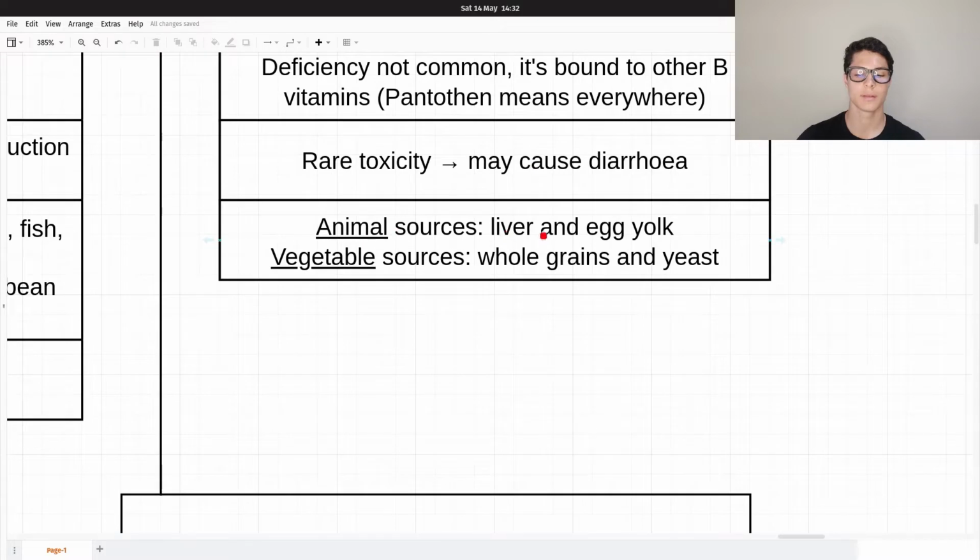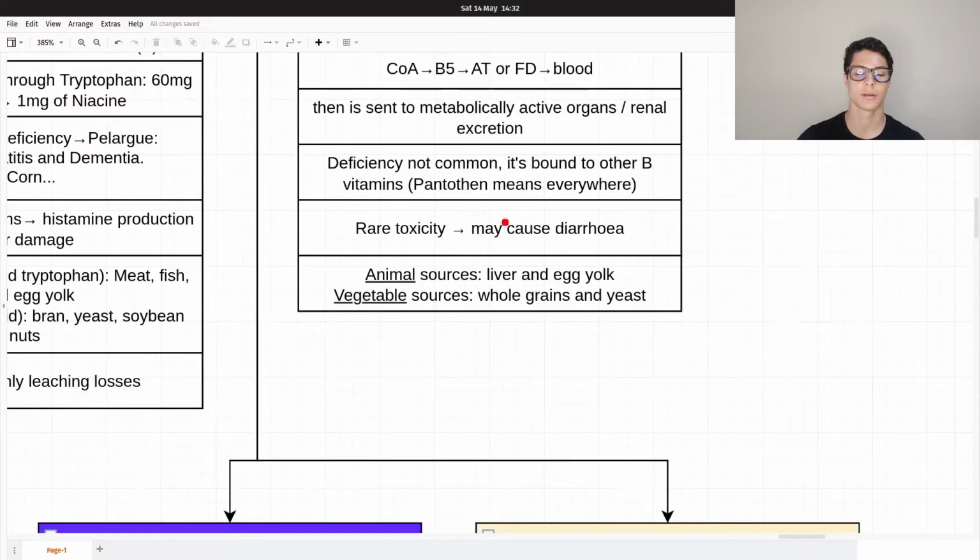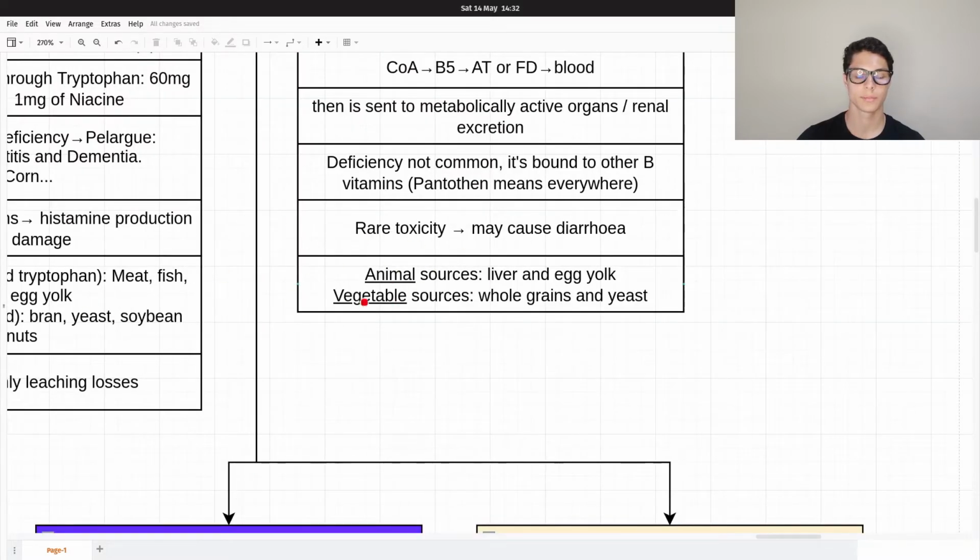Animal sources are liver and egg yolk mainly, and vegetable sources are whole grains and yeast. But again, as it's bound to other B vitamins, you can look at the other vitamin sources and you will find a little bit of pantothenic acid as well.